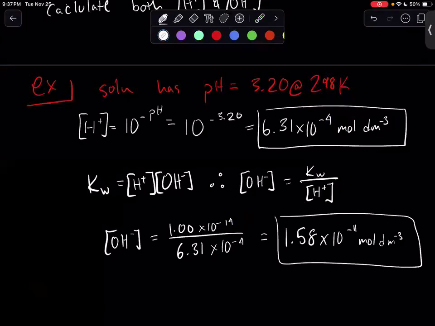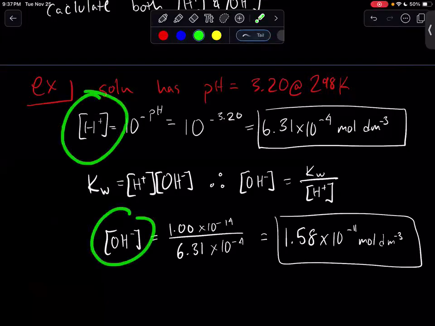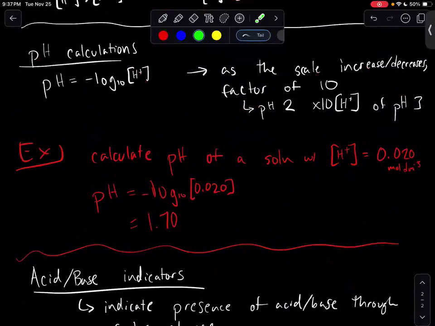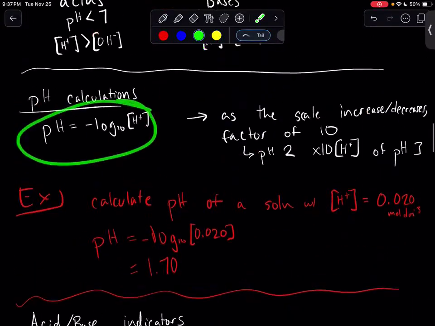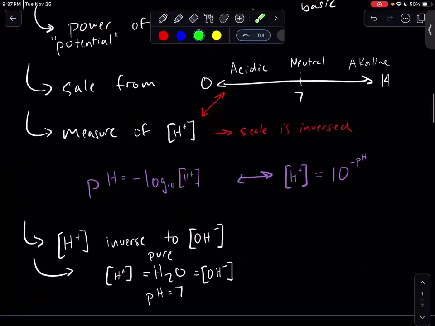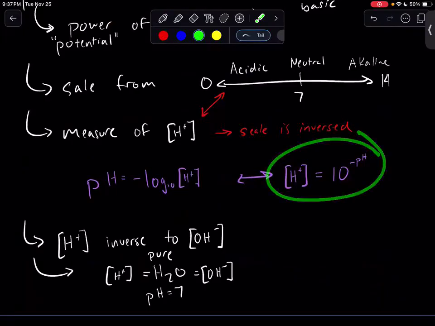So all you should really be able to do is use the ionic product of water to calculate OH minus and H plus, as well as use these equations we took at the beginning. The pH is equal to the negative log of H plus, as well as our other equation right up here. H plus is equal to 10 to the negative pH.